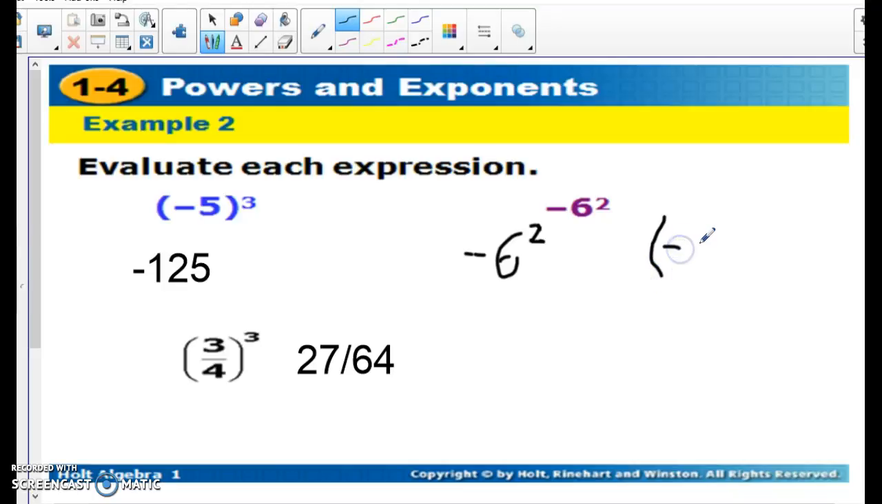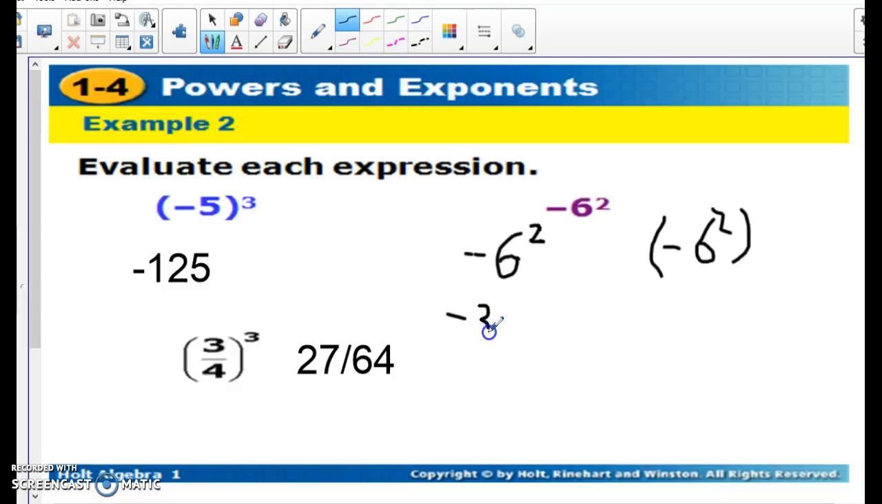Okay, so this and this are going to have 2 different answers. Okay, so this means a positive 6 times a positive 6 with that negative sign out in front. So it's really going to be a -36.